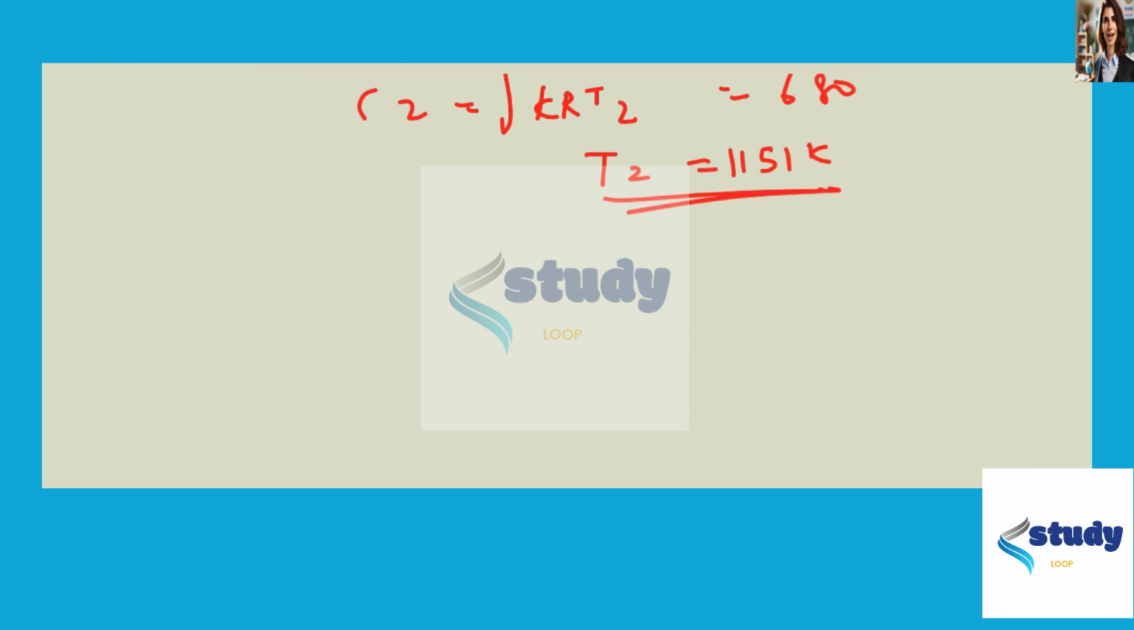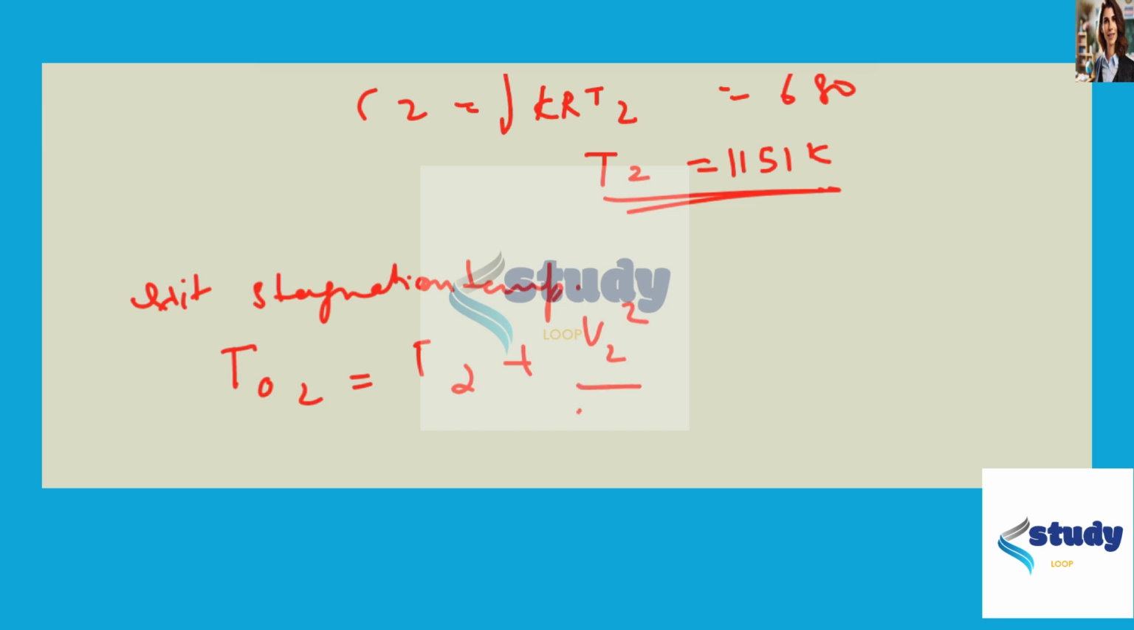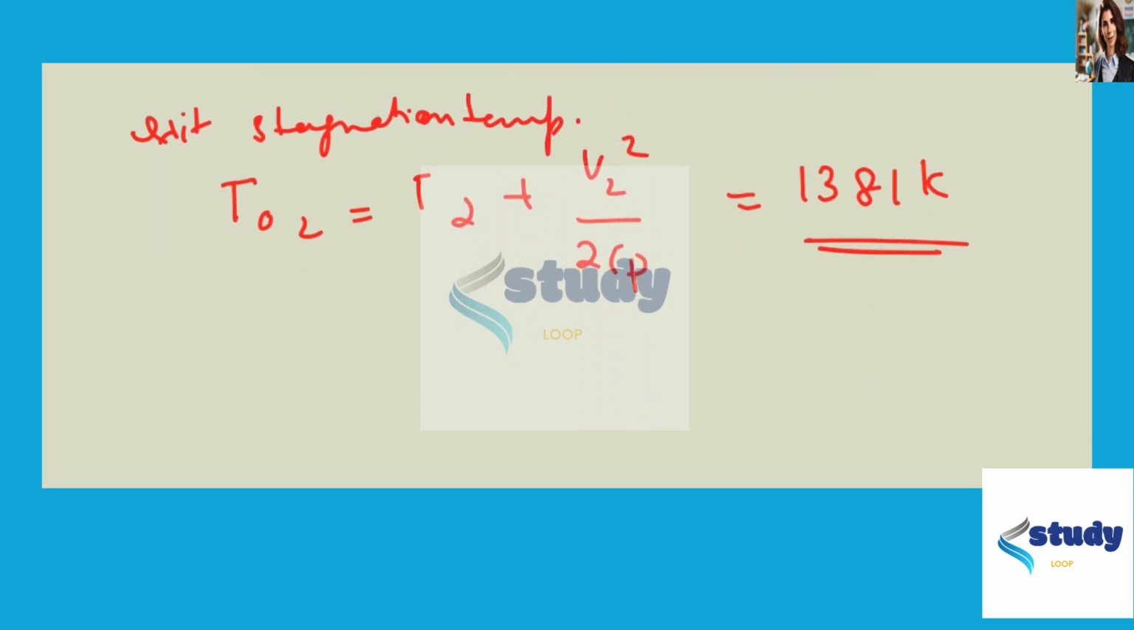Now we have to find out the exit stagnation temperature. Okay, so stagnation temperature T02 equals T2 plus V2 square upon 2 Cp. Now keeping all these values, we get the value as 1831 Kelvin. Now the inlet stagnation temperature, this is the exit one.